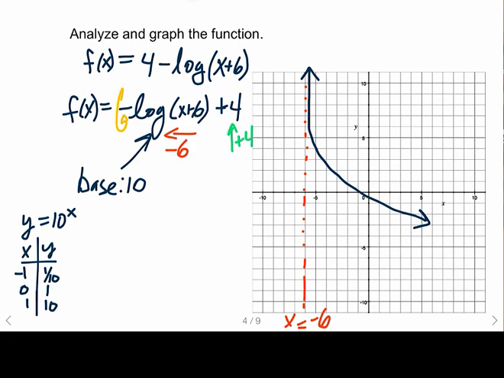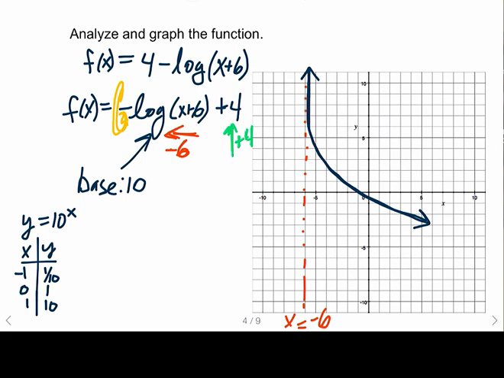In any case, now we have this shape, which is a logarithmic curve. It's been reflected vertically, that is, it's upside down. It's been shifted to the left by 6 units. It's been shifted up by 4 units. And that's how I would like for you to draw a curve like this.